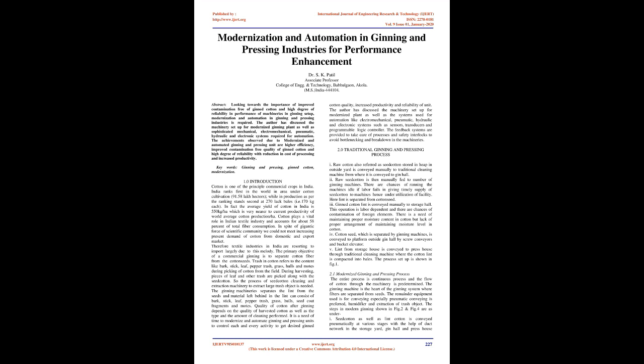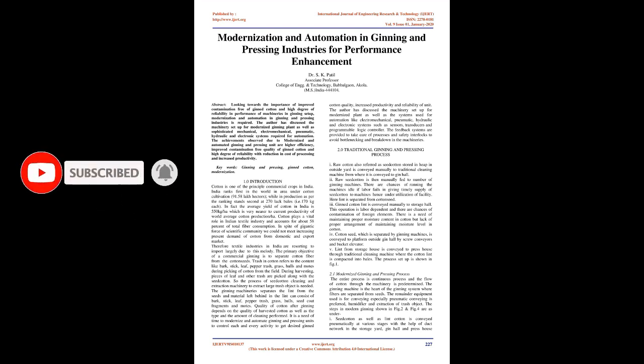1.0 Introduction. Cotton is one of the principal commercial crops in India. India ranks first in the world in area under cotton cultivation, 91.58 lakh hectares, while in production it ranks second at 270 lakh bales, i.e. 170 kg each. In fact, the average yield of cotton in India is 550 kg/ha, which is very near to the current productivity of the world average cotton production per hectare.